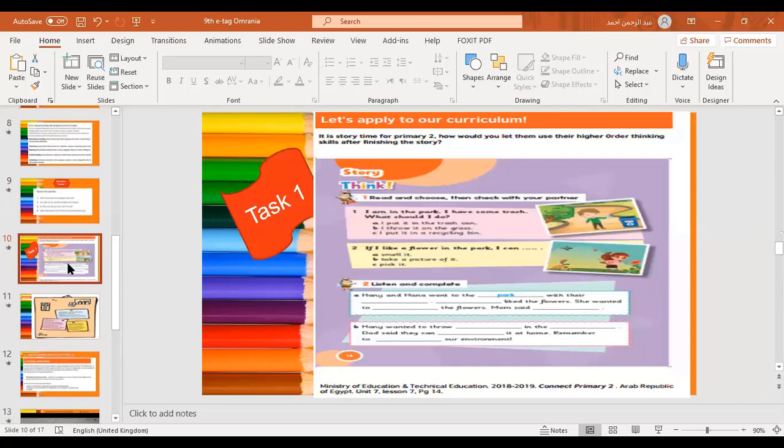It's a study time for primary 2. How would you let your students use their higher order thinking skills, as you learned from Bloom's taxonomy, after finishing the story? So you will finish the story with your students and apply the higher thinking skills. This is task 1. I have already uploaded the task for you on our Google Classroom. You can go and download the task, answer it, and re-upload it again.